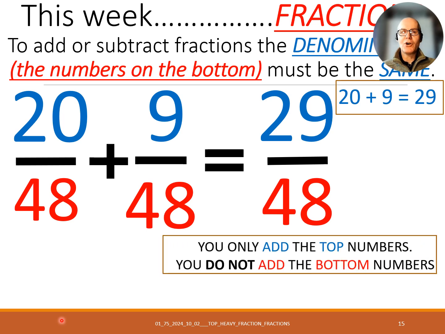You only add the top numbers, you do not add the bottom numbers. 20 48ths plus 9 48ths is 29 48ths.